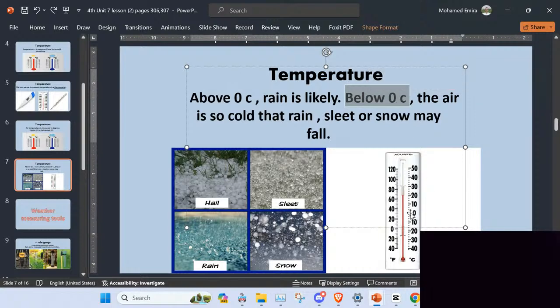Okay, if it's below 0 Celsius, from 0 going down, minus 10, minus 20, minus 30, minus 40, and going down, the weather will be really, really cold, which means it will not be rain, it will be hail, sleet, or snow. All of them are examples of ice. Okay, this is a very important note. There is a relation between precipitation and the temperature. If the temperature is high, above zero, the precipitation will be rain. If the temperature is lower than zero, it will be hail, sleet, or snow.